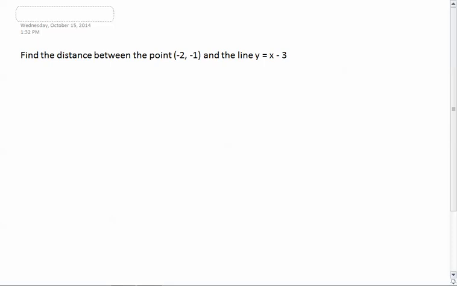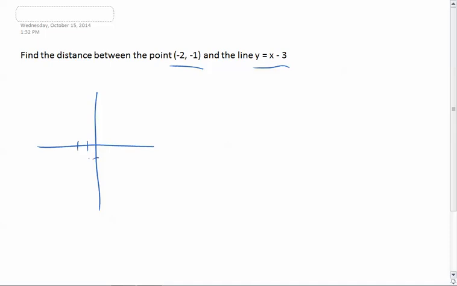Okay, we're going to look at something called finding the distance between a point and a line. And so the two I'm going to choose here is (-2, -1), and y is equal to x minus 3. In order to do that, I'll just show you a quick sketch of what this would look like.